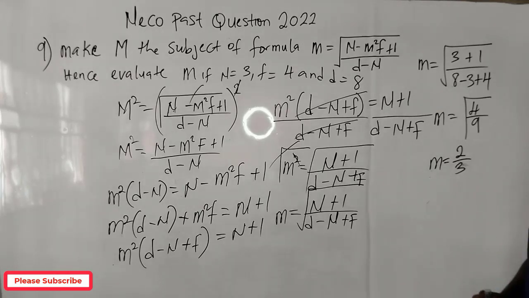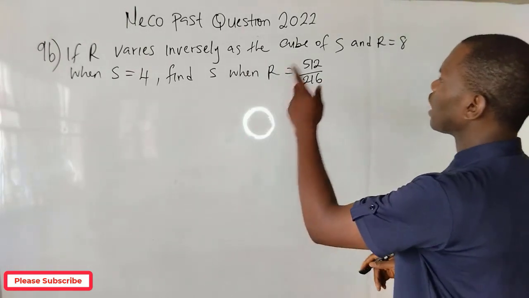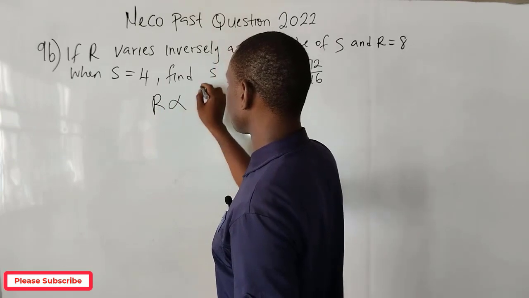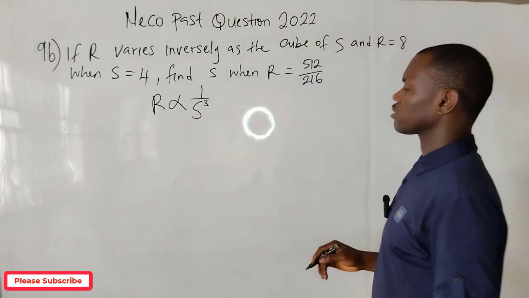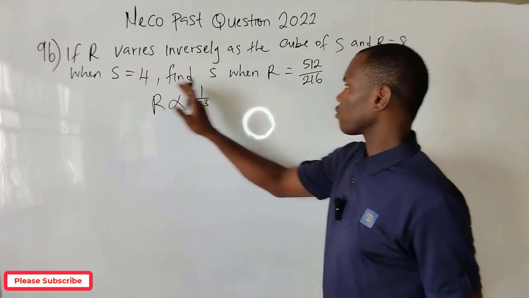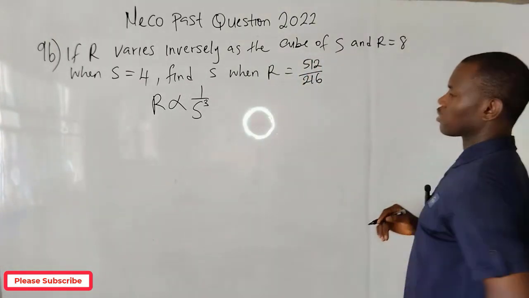Let's go straight to the B part of that number 9. To solve 9b, R varies inversely as the cube of S, that is S raised to power 3. R is 8, S is 4. Find S when R is this, okay?